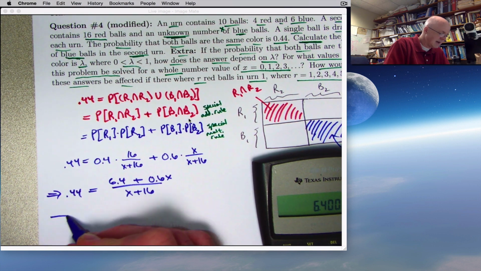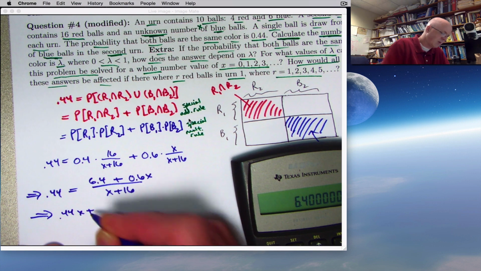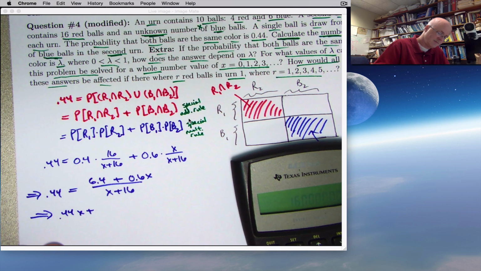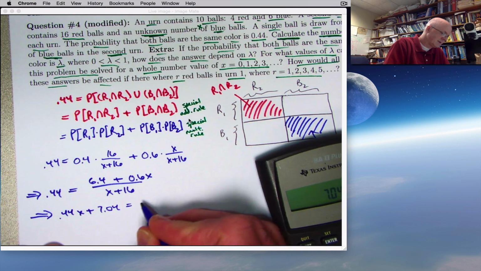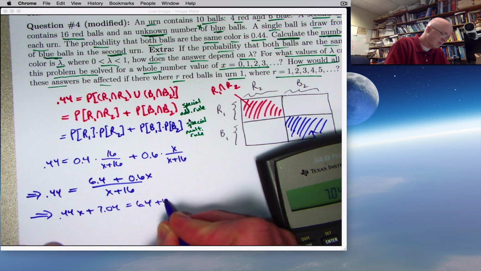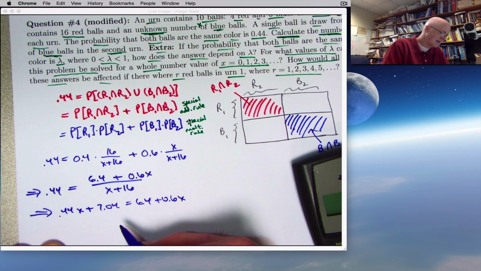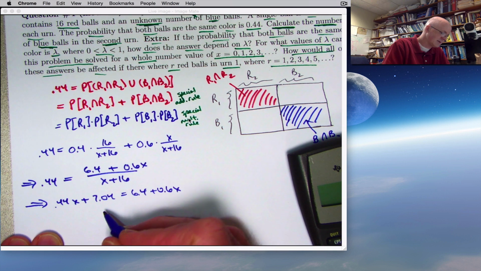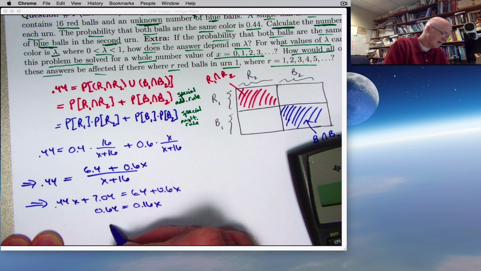Multiply both sides by x plus 16, and you'll get 0.44x plus 0.44 times 16, 7.04, equals 6.4 plus 0.6x. It's a linear equation in x now. Isolate x on one side. So I could subtract 0.44x from both sides and also subtract 6.4. I would get 0.64 equals 0.16x. Divide both sides by 0.16, and you're going to get x equals 4.